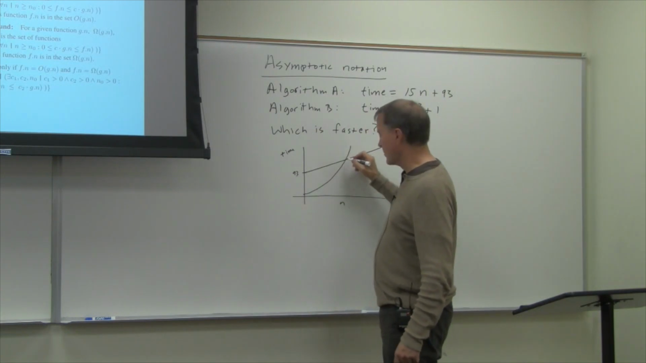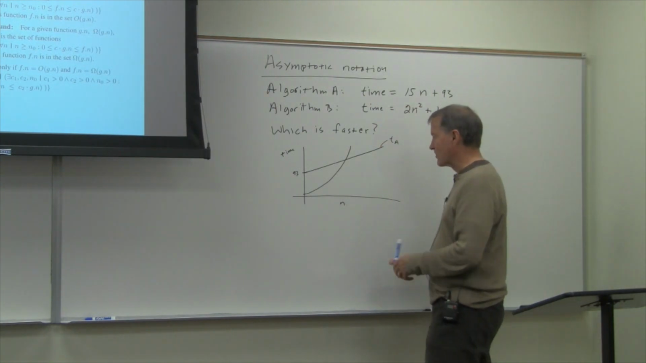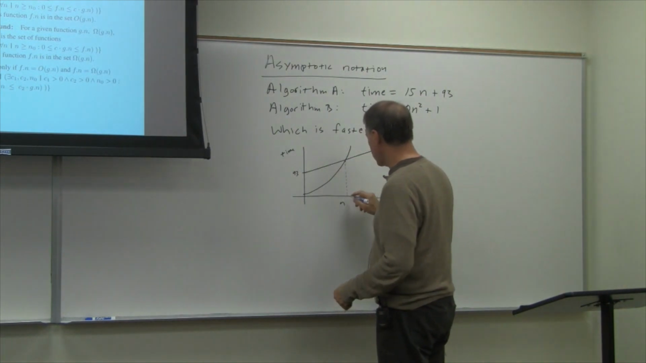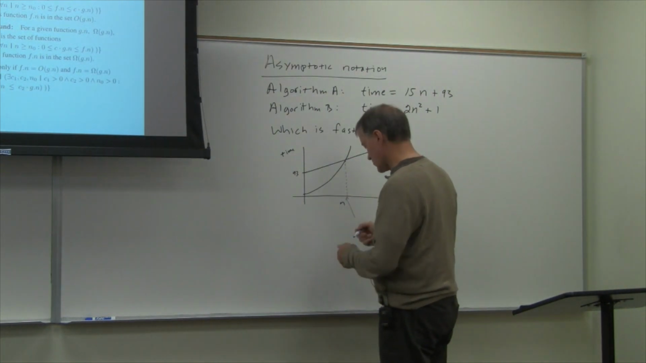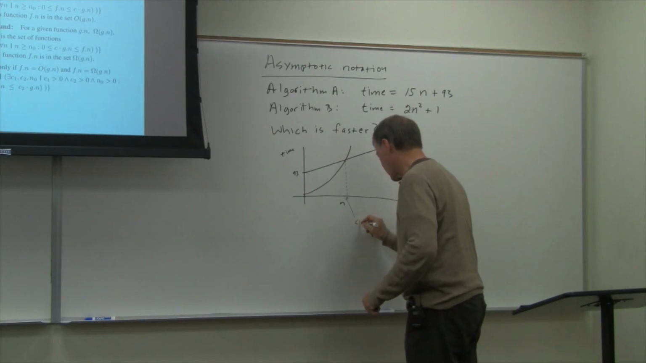There's going to be a point at which what happens? B is. Yeah, so the answer. Okay, so here we go. And this point right here is known as the crossover point. Okay, so this is the crossover point.